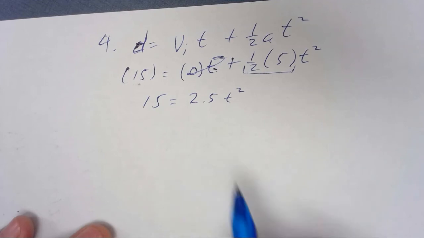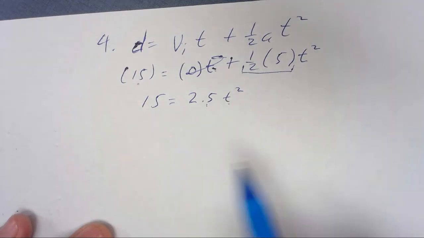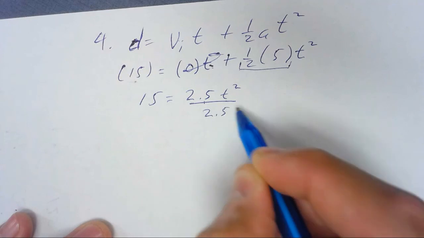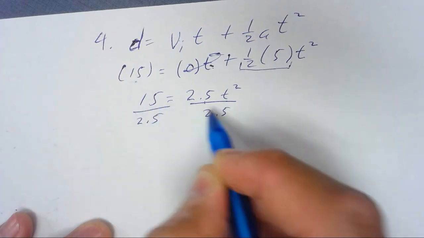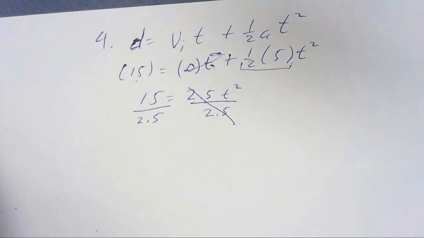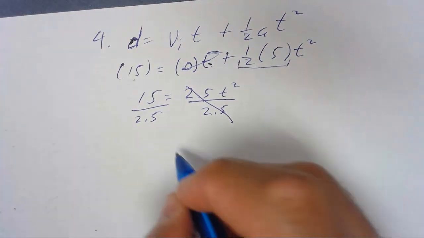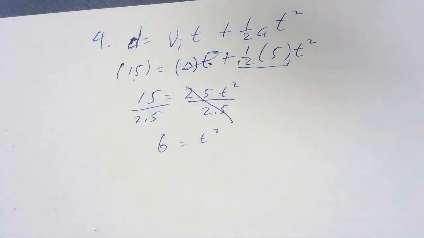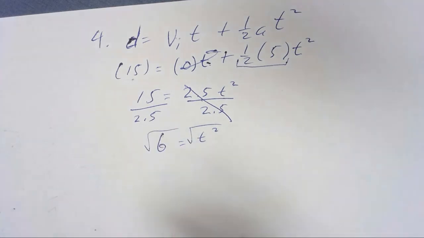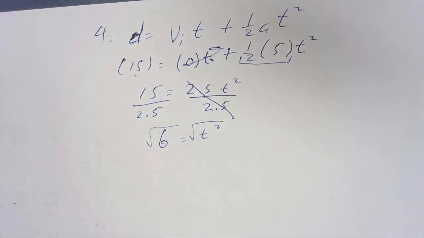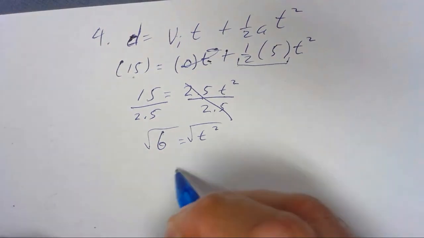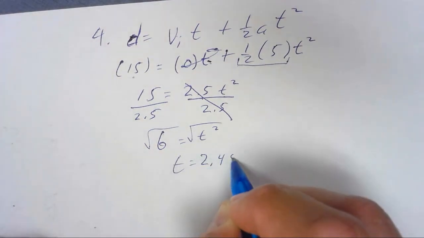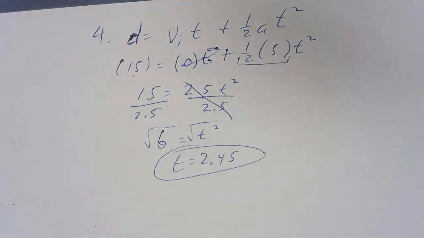Now we just do the algebra. Got to get rid of this 2.5. It's multiplied, so I'm going to divide to get rid of it. Do the same thing on both sides. 15 divided by 2.5 is 6. And then again, the variable we're solving for is squared in the equation. So the last step we'll do is to take the square root, and the square root of 6 is not 6. So the square root of 6 is 2.45. All right. And there's number 4.